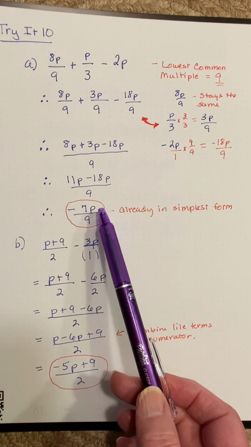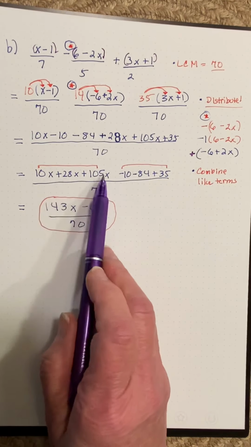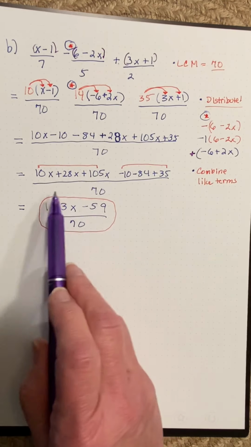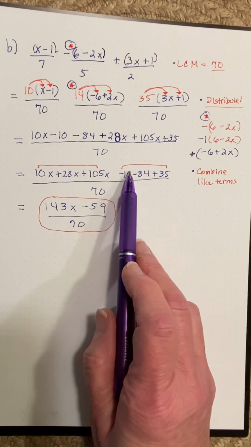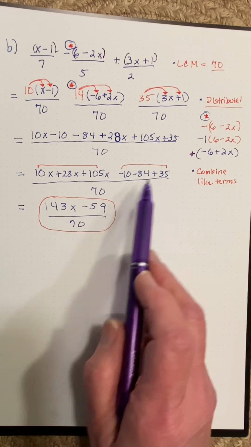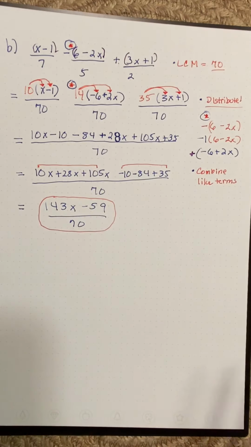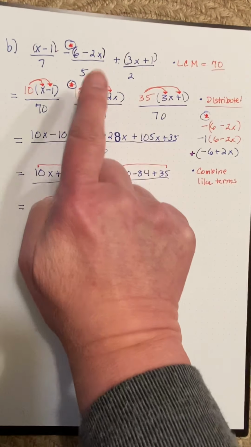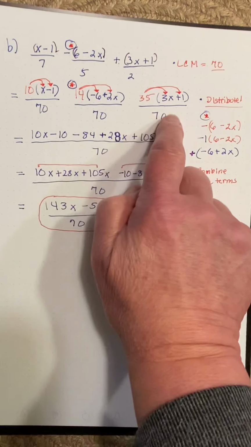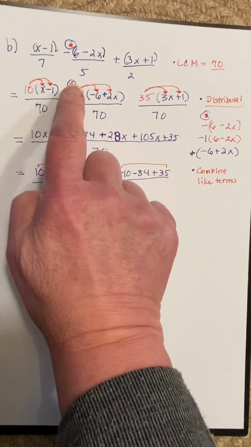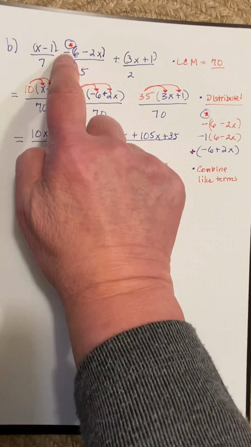I combine all my x's and all my constants. When I combine all my x's, I end up with 143x because I just add the constant part of that variable x, and then I simply work from left to right. I combine my two negatives and then my positive, which gives me a -59 over 70. This part right here is where a lot of confusion could set in. But just remember, you need the same denominator. That means multiplying by a positive number. You can't multiply by a -14 if you leave it like it is.